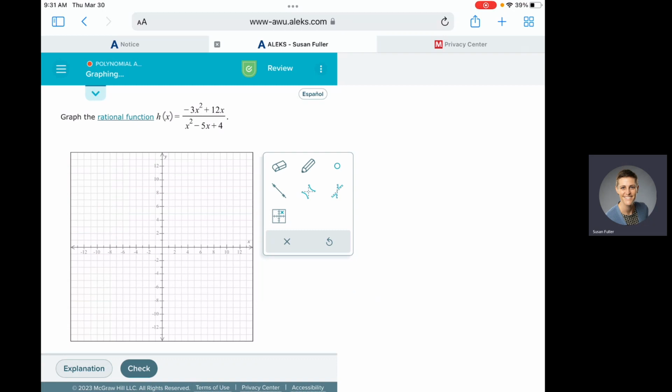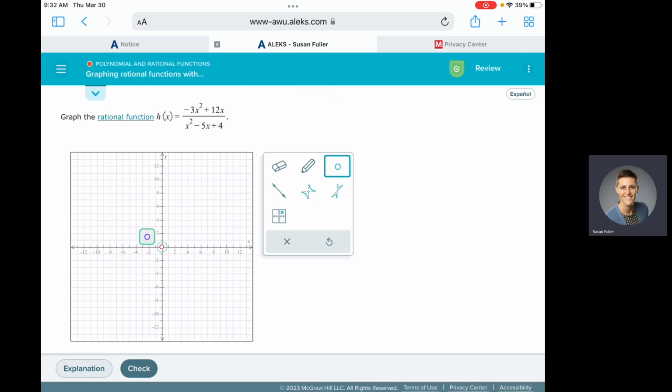So it wants us to graph the rational function h of x equals negative 3x squared plus 12x all over x squared minus 5x plus 4. Now, the way that this graphing system works for this specific topic is that you'll use this hollow dot to graph your holes. This pencil will help you plot points. You have an eraser. You won't really use this drawing lines. You won't have to worry about that.